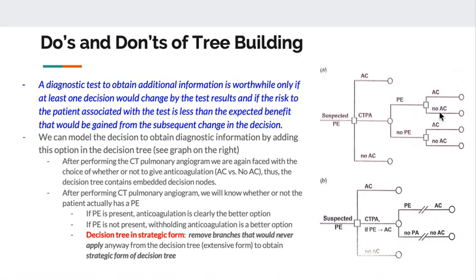So with that said, some of the branches of the tree can be removed, and that's the concept of the decision tree in strategic form. The decision tree in strategic form means the decision tree in the extensive form with the removal of the branches that will never happen in our decision making. So we end up with the decision tree in the strategic form right here, which is much simpler and easier for us to make decisions for cases with a similar structure.